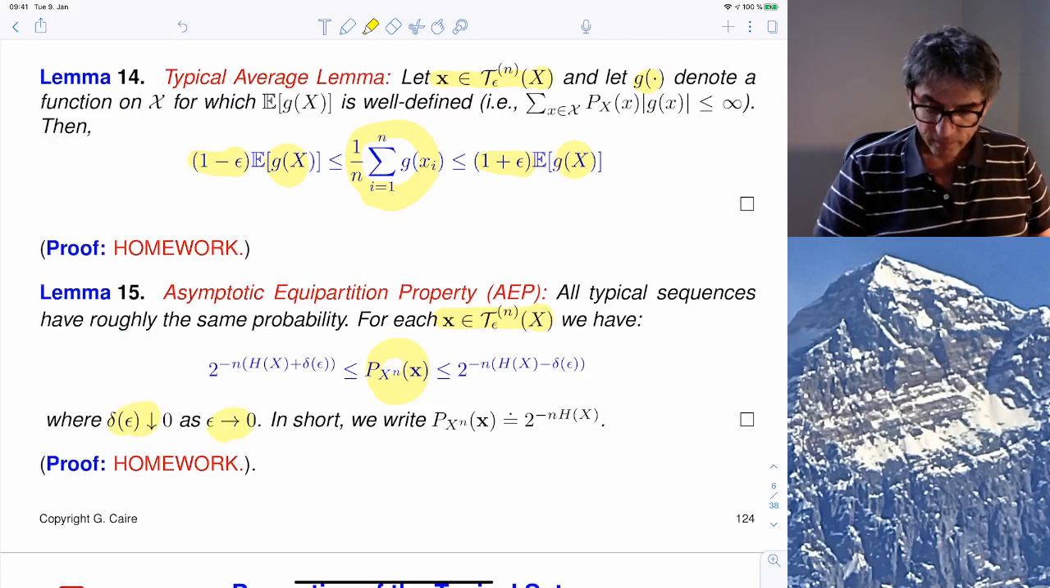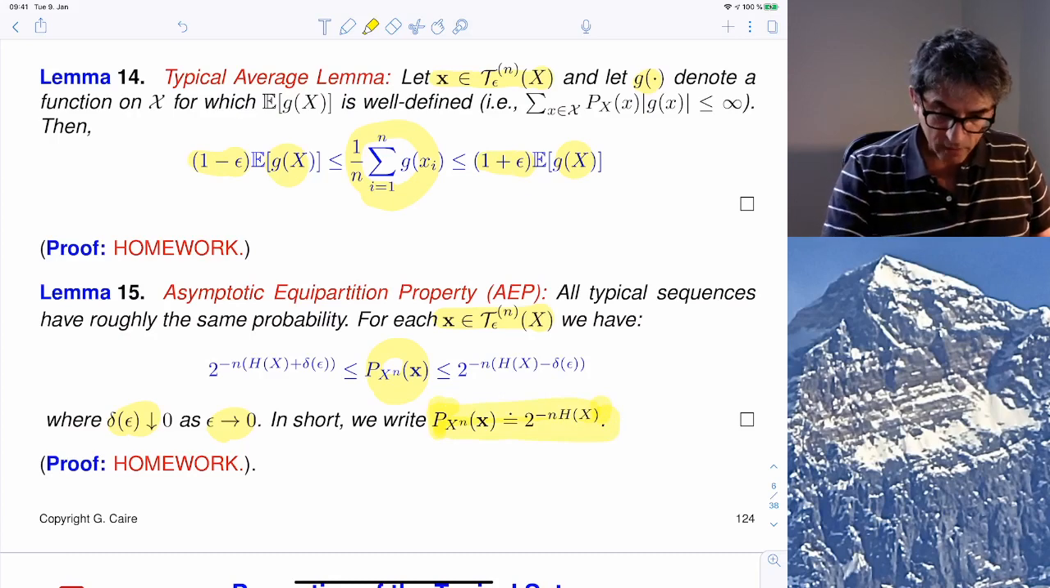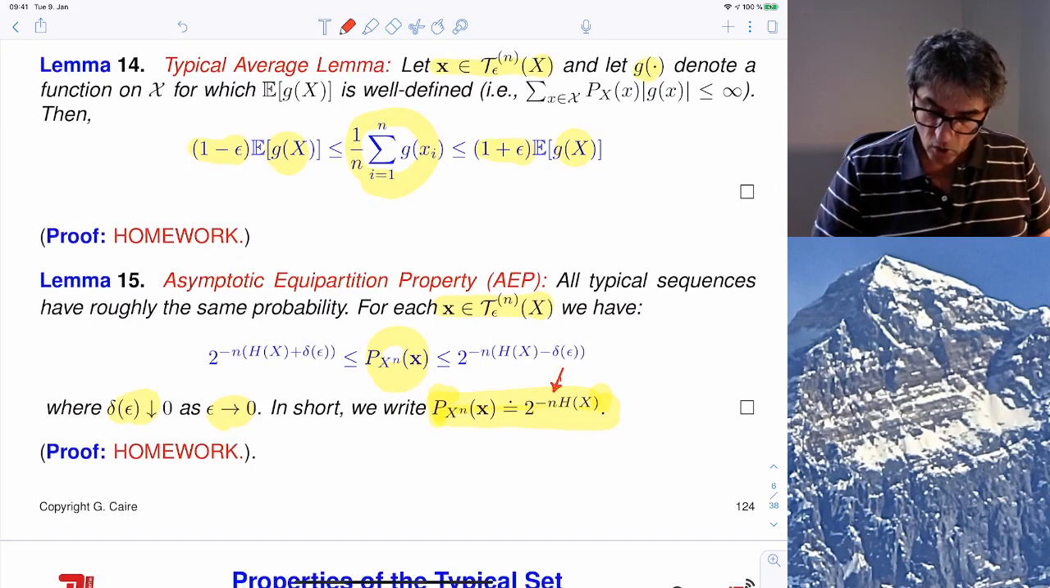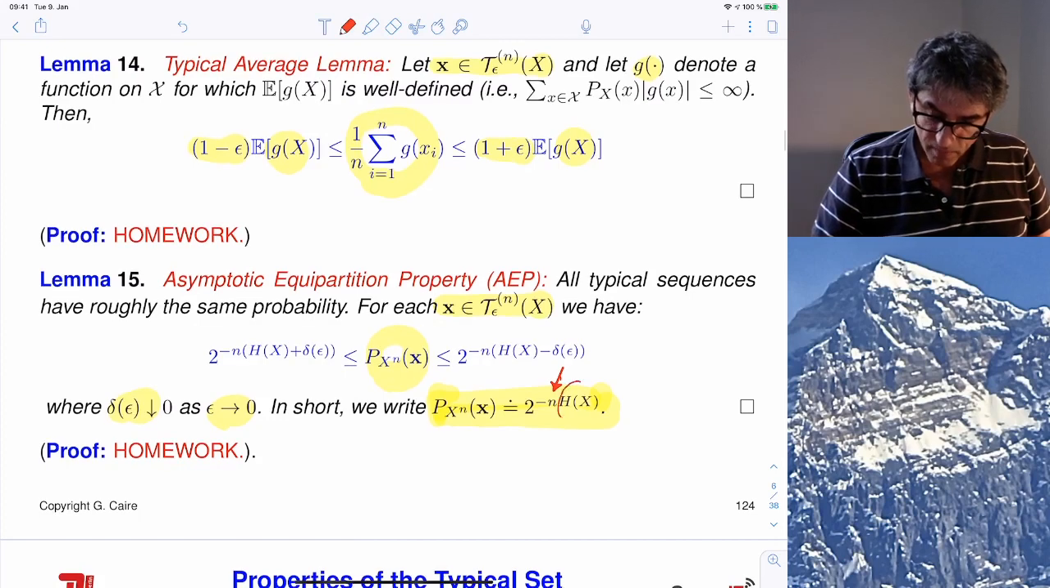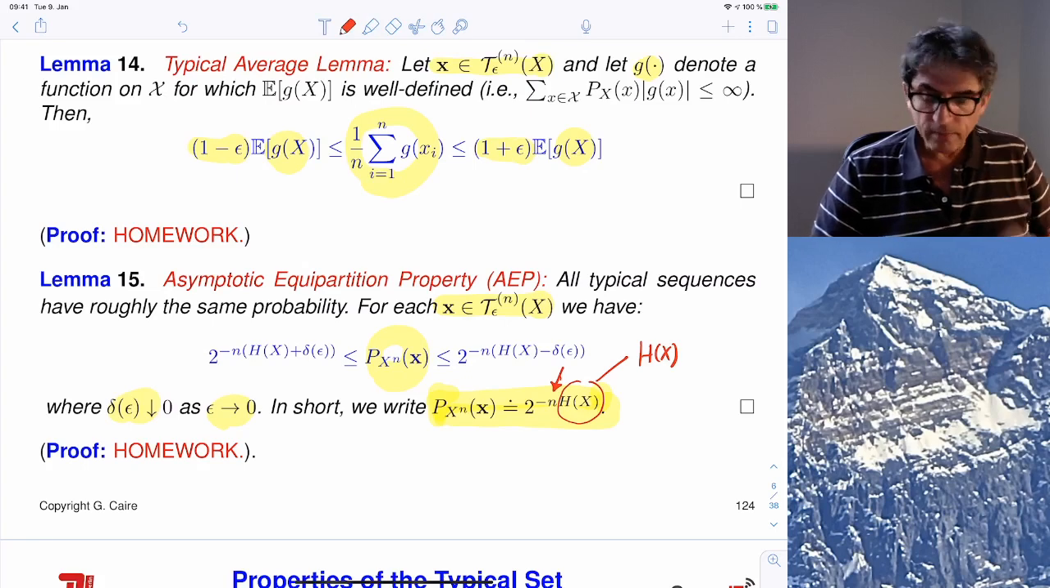Okay? So we write that with this symbol, a dot equal, which means exponentially equivalent, because the main term is in the exponent. When n becomes large, this exponential goes to 0 at an exponential speed, which is the coefficient of n inside the exponent, and the main term in that coefficient is the entropy, because the plus and minus delta can be made as small as you want by choosing epsilon smaller and smaller. Okay.